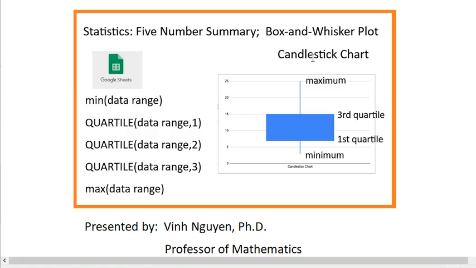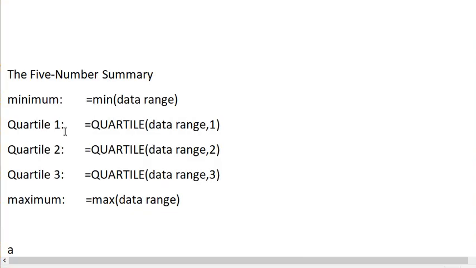And so the candlestick chart, instead of using 5 numbers like minimum, first quartile, second quartile, third quartile, and maximum, it just uses 4 numbers: minimum, maximum, first quartile, second, then third quartile. So once again, these are the functions that were used to get the 5-number summary.